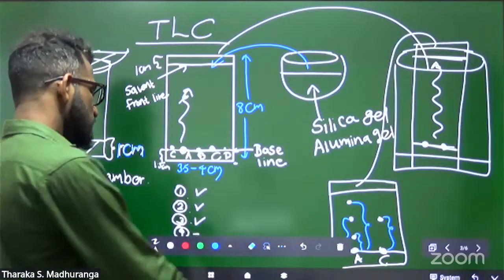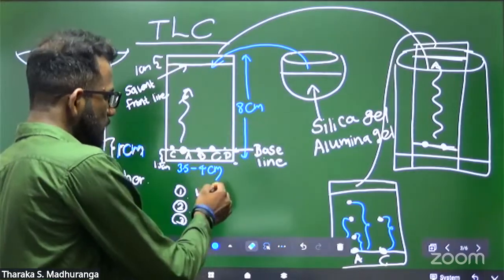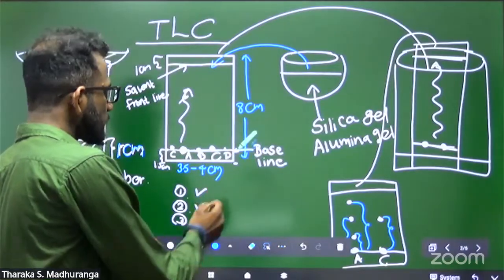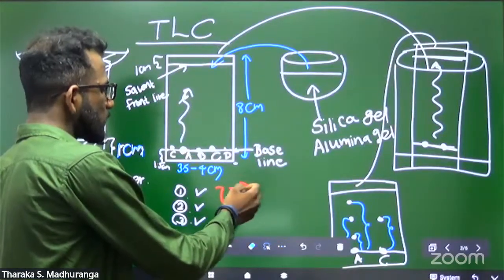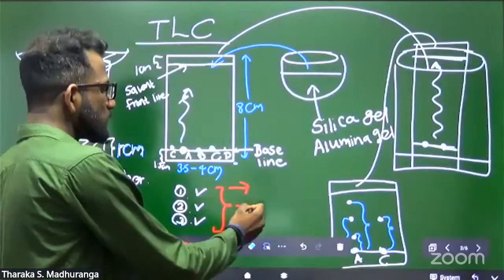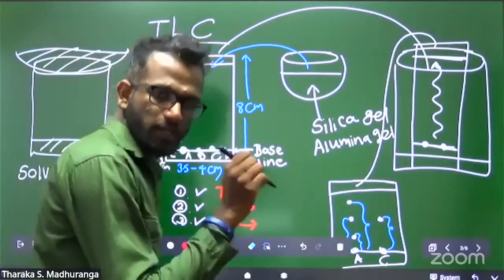Okay, they are the factors. Only three. Remember these factors. Always the exam asks these factors. We have to use correct dimensions. We have to use a thin pencil.